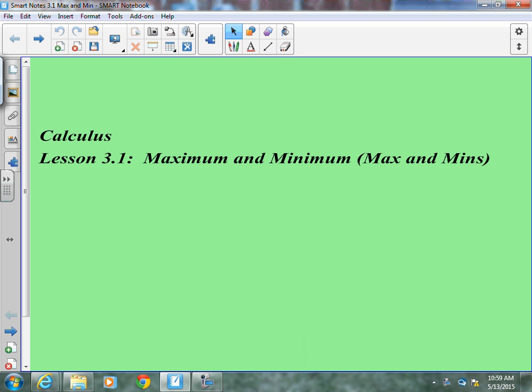Today we're starting chapter 3, and we're going to be talking about maximum and minimum values and how we find them. They sound obvious, but there's a little bit more to it than just where's the highest and where's the lowest point.